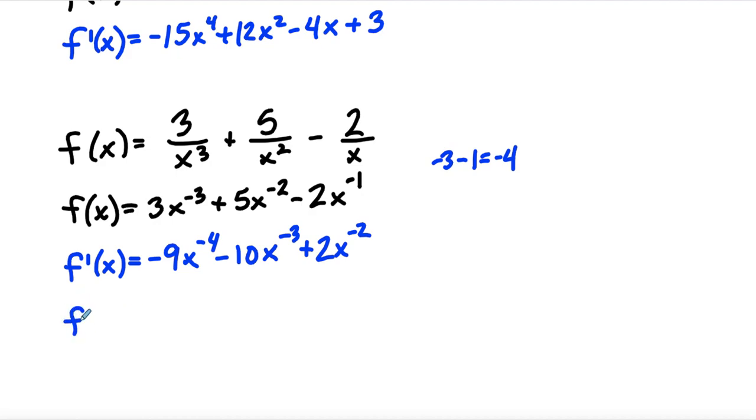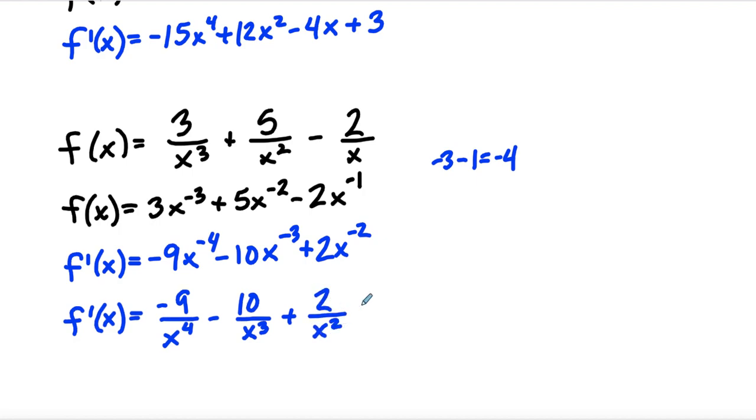Now you could leave your answer like that, or if you did want to input a number for x, you could rewrite it as -9 over x to the fourth minus 10 over x cubed plus 2 over x squared. And now we're done with this one.